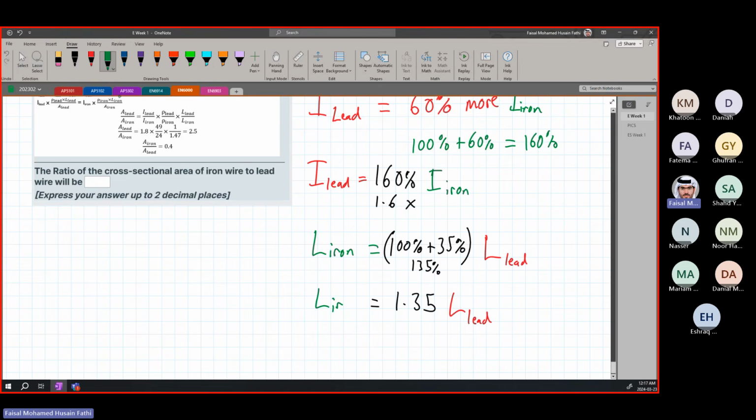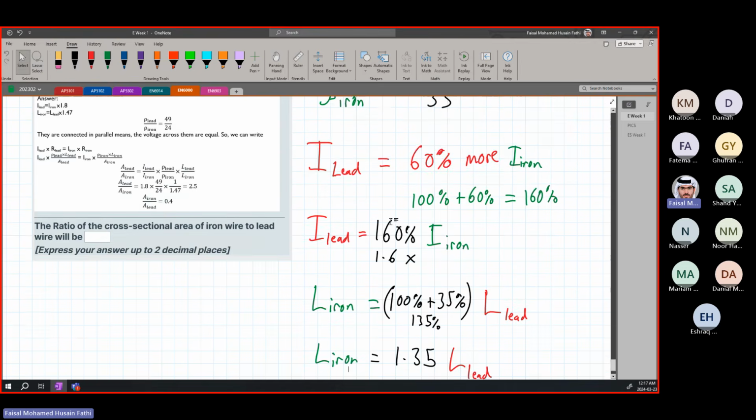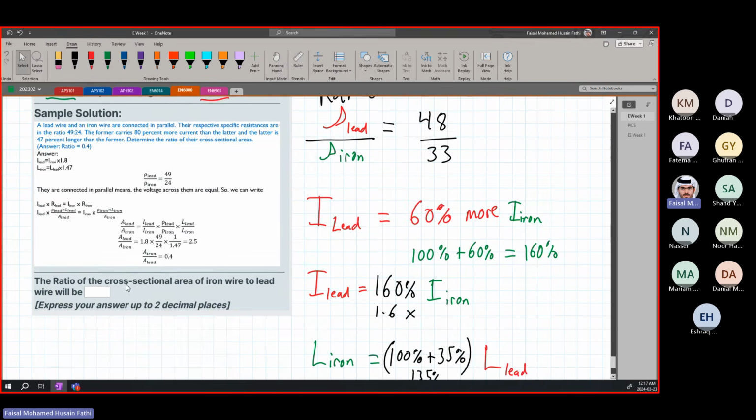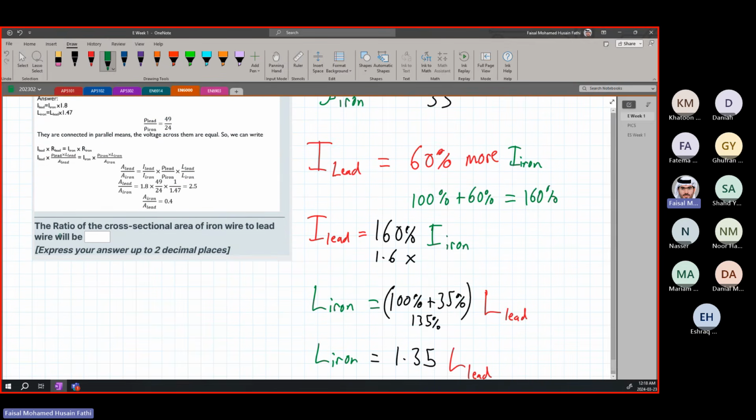L of iron. So we notice here it's all relating one to the other. What do they want us to find? This is very important here. The ratio of the cross-sectional area of iron to lead. So they want the area of iron over the area of lead. This is the ratio they are looking for. So this is what they want us to find.